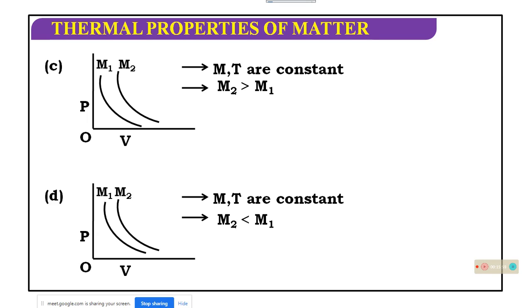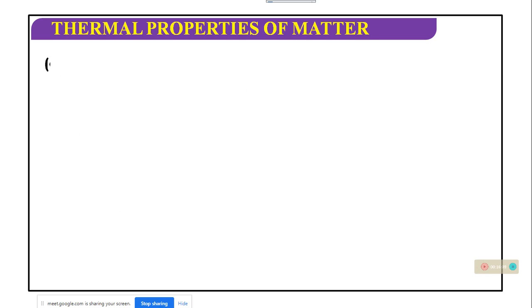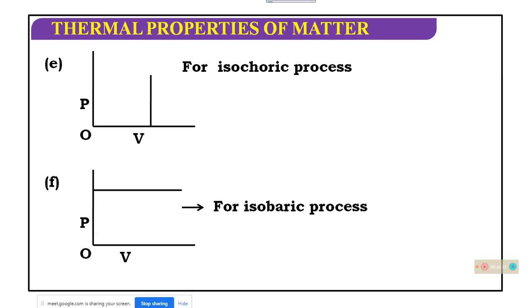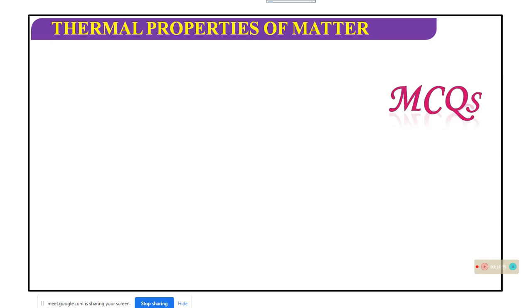What is the difference? Something is wrong, I think. Curve for P and V for the isochoric curve. This is called the isobaric curve. Sorry, isochoric means volume constant. Isobaric means pressure constant.